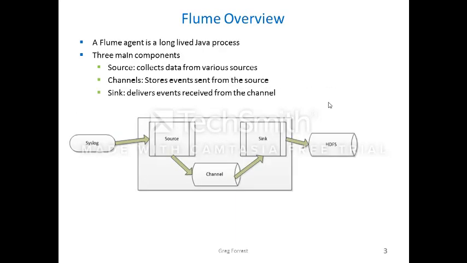Quick overview of Flume. Flume is a long-lived Java process. A Flume agent is comprised of three main components: sources, which is where the data is collected from; channels, which store events generated from the sources; and then they ultimately flow to a sink process, which receives the data from the channel and then writes it into its final destination. In the diagram below, we have a syslog source, flowing over the channel to a sink that writes to HDFS.